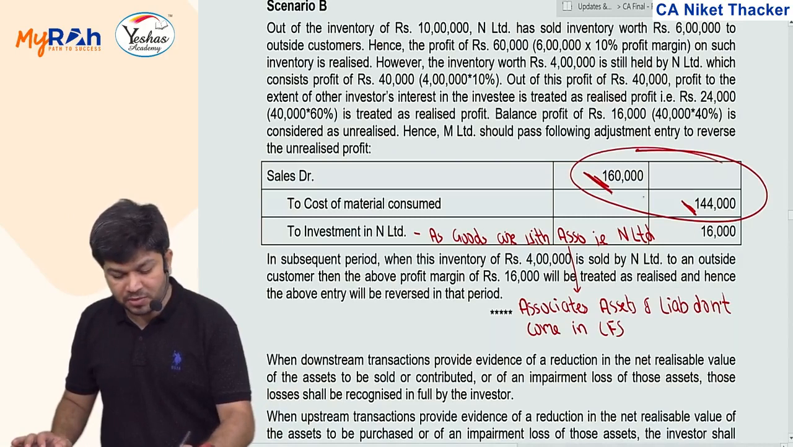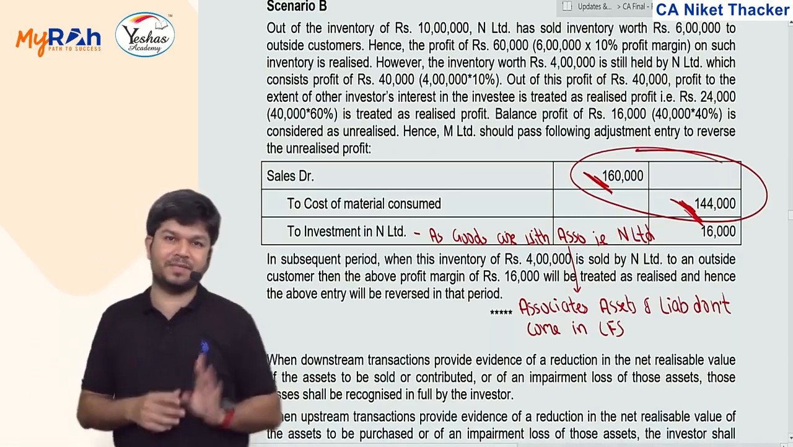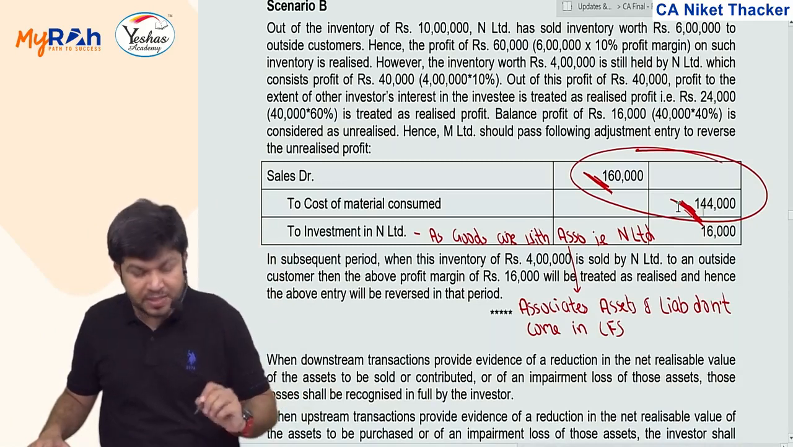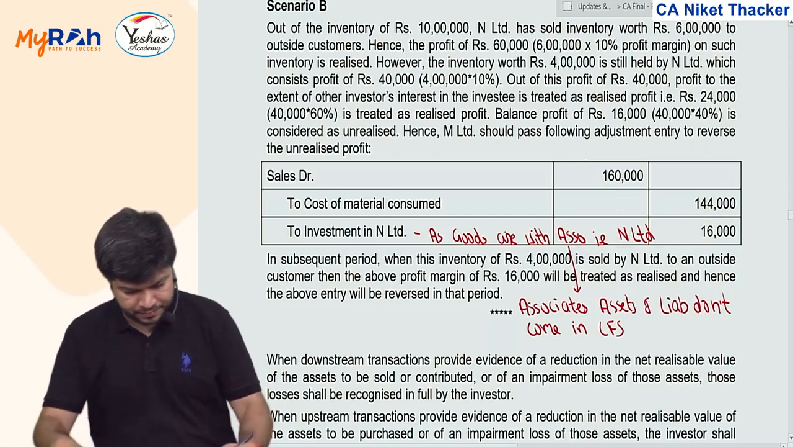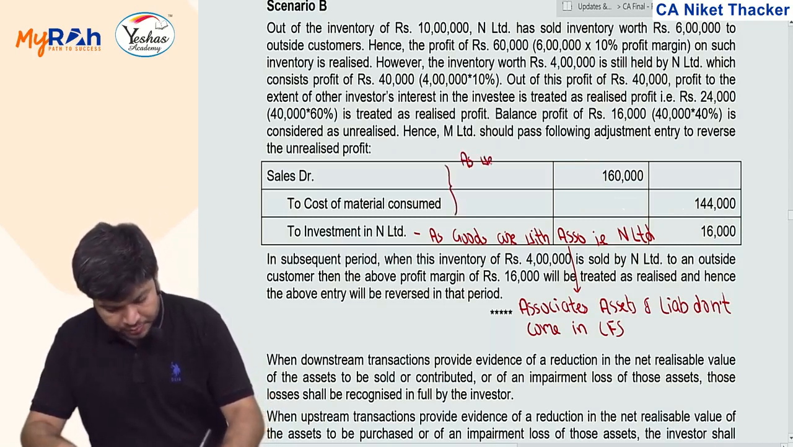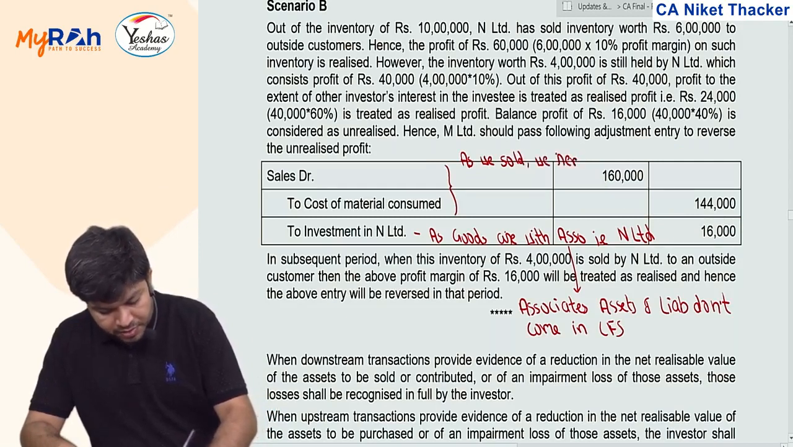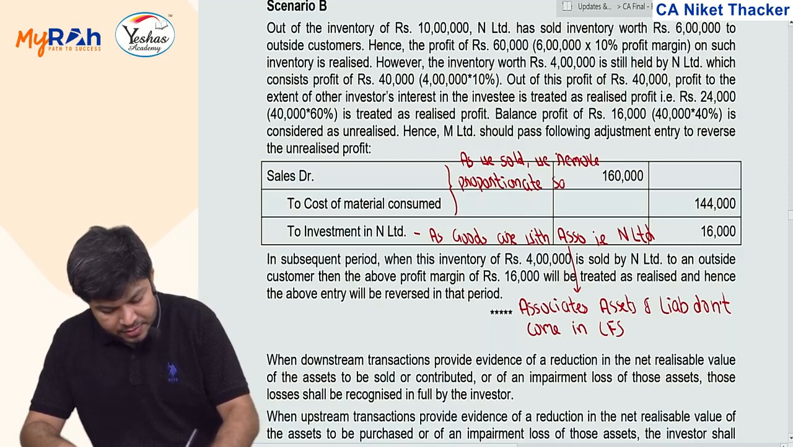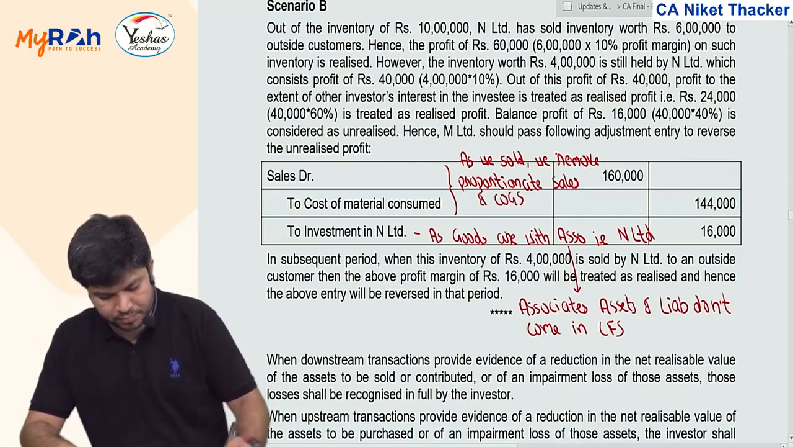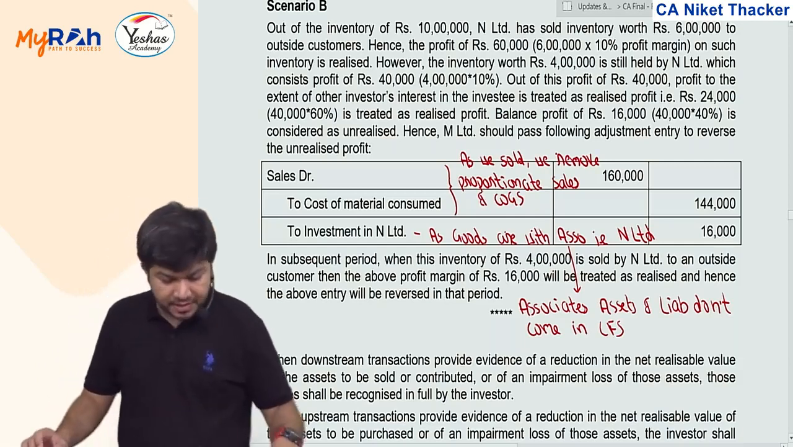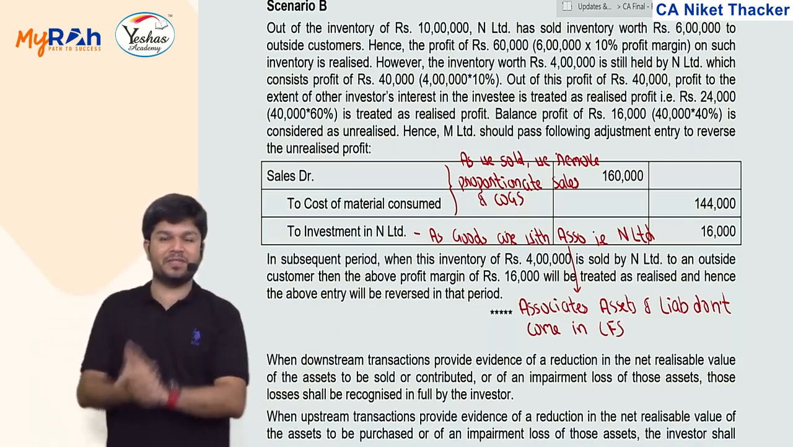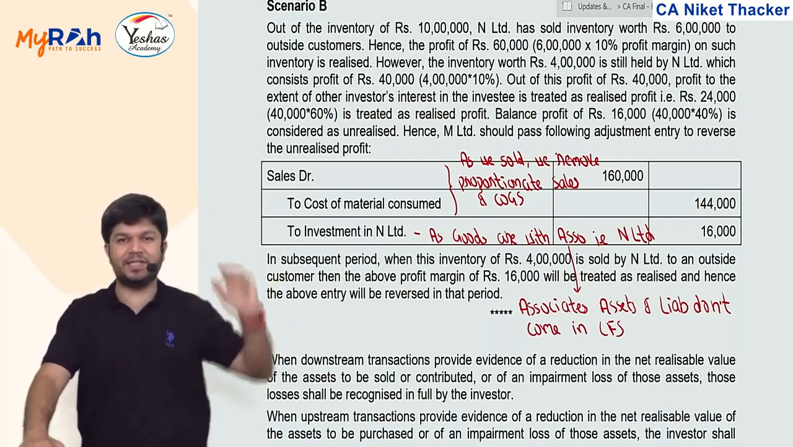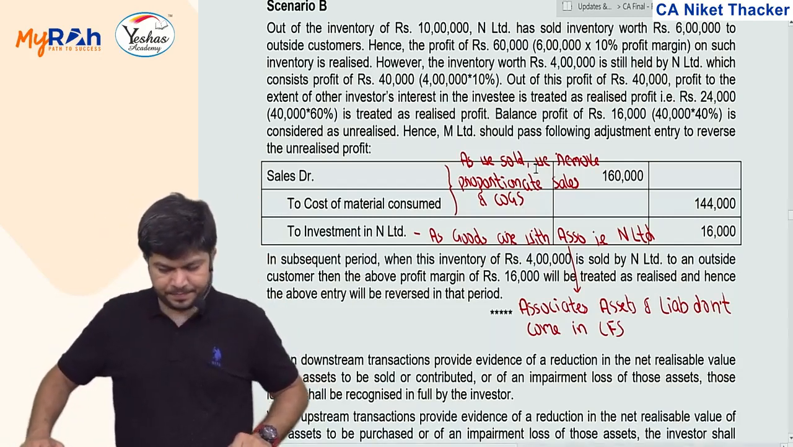When I have sold, I remove sales also and COGS also, so that the GP margin is set. When they have sold to us, I can't remove sales. When I have sold, I remove sales and COGS both, proportionate sales and COGS. Net, I am removing 16,000 of profit. If they have sold to us, I can't remove sales. I directly remove from P&L, P&L to inventory. Okay.